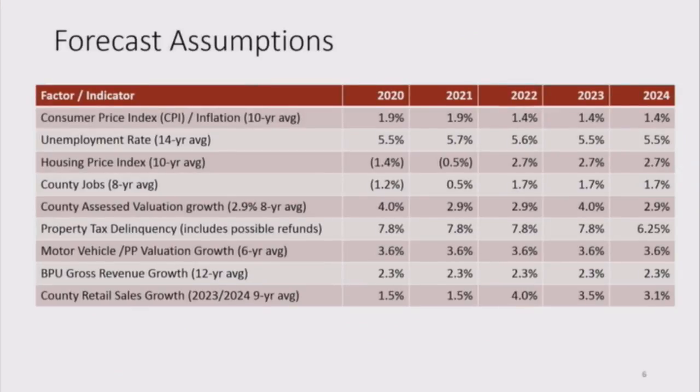The delinquency rate, by the way, is pretty high, you would think, but it includes the fact that we expect to make refunds related to the housing or related to the refund of Hollywood Casino. Average growth rate for personal property, average growth rate for BPU revenue growth, and then sales tax we have dropping by, the growth is only at 1.5%, and then it's 4% showing a rebound in the third year, and then kind of an average rate in the outer years. Okay?